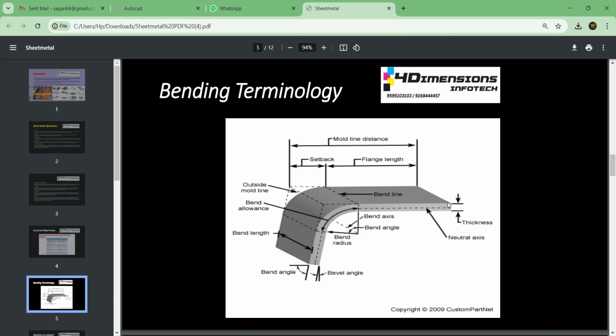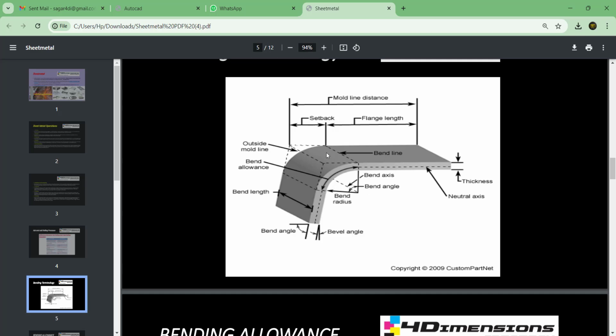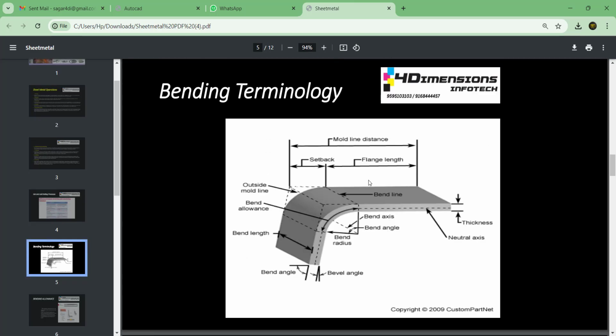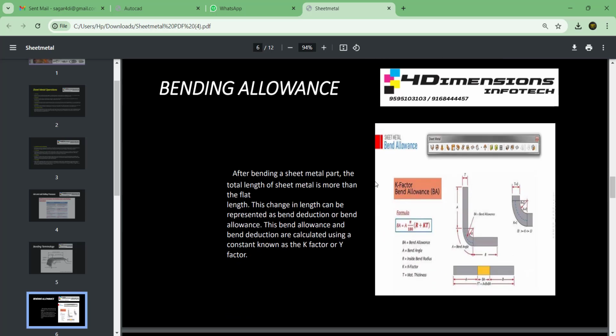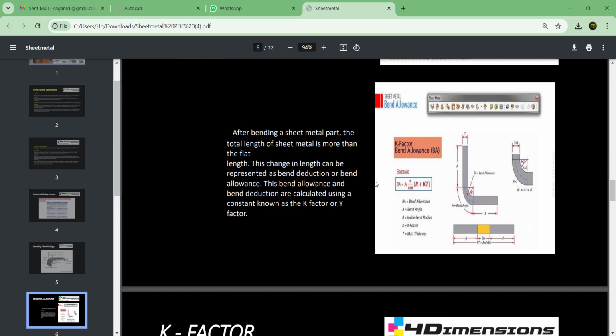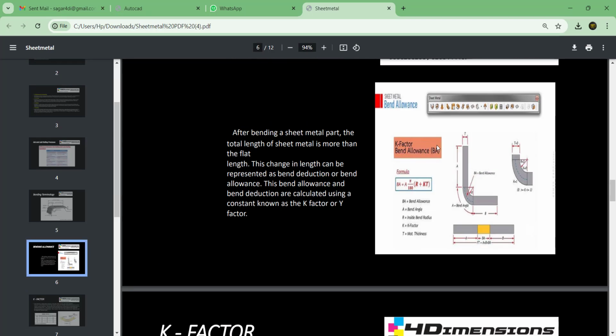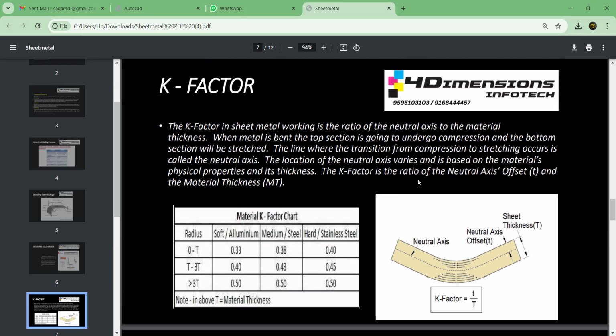Here it is given a thickness. This is the neutral axis which changes its position after bending. So this is the basic terminology of sheet after bending. So there are some terms which we are going to require, such as K factor, bending allowance, development length. Sometimes K factor, bending allowance, development length formulas and problems are also asked. So you should be prepared for understanding what is K factor, what is bending allowance, and what is development length.